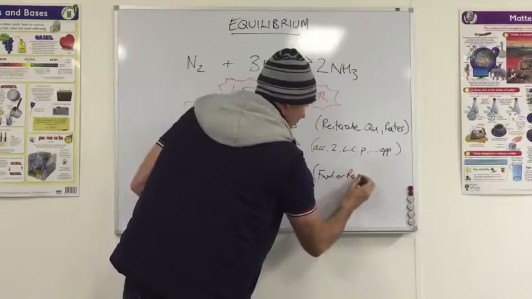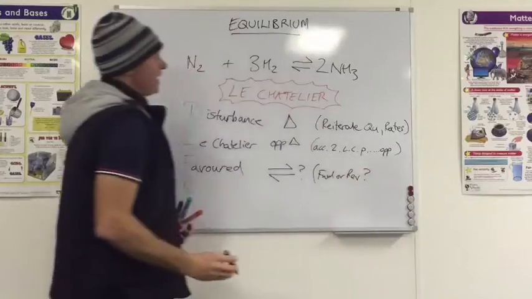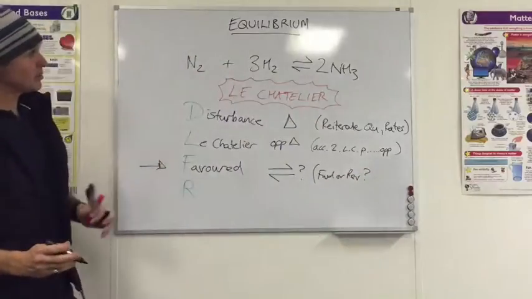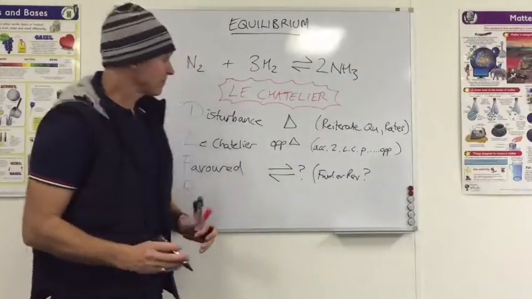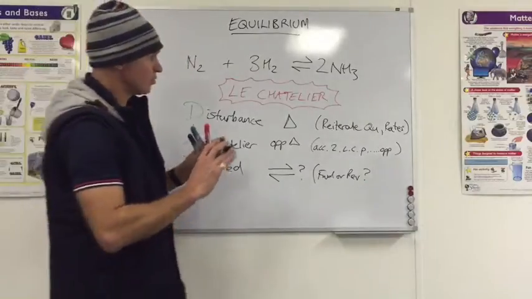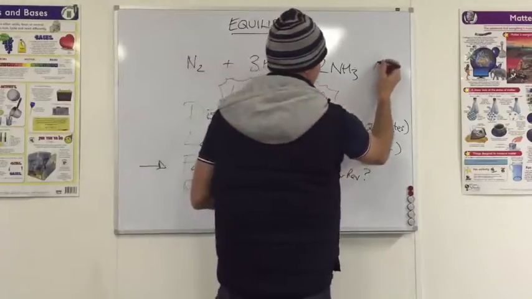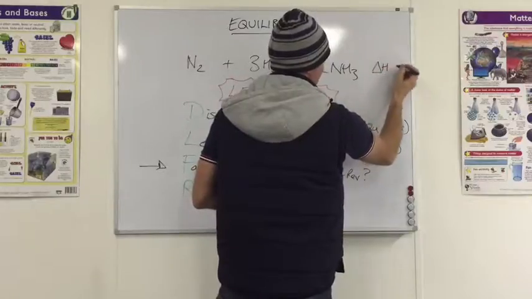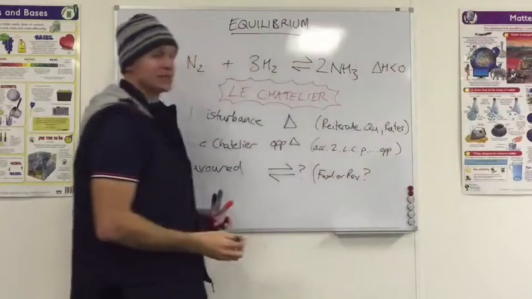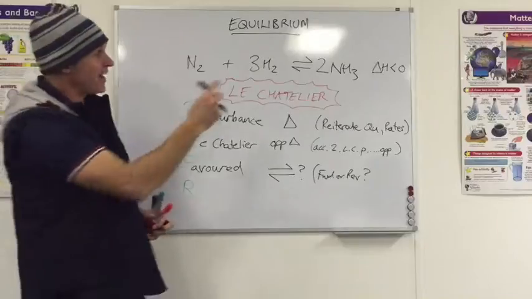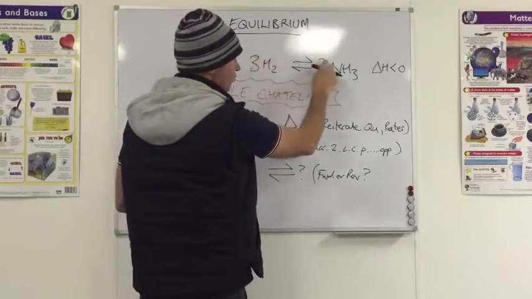That is the big question. Forward or reverse. And to do that, we're going to need a little bit more information than I put on the board right now, because if we're talking about heat, there's one piece of info you need, and that is the delta H. And in this case, delta H is negative. Now that is referring to the forward reaction.